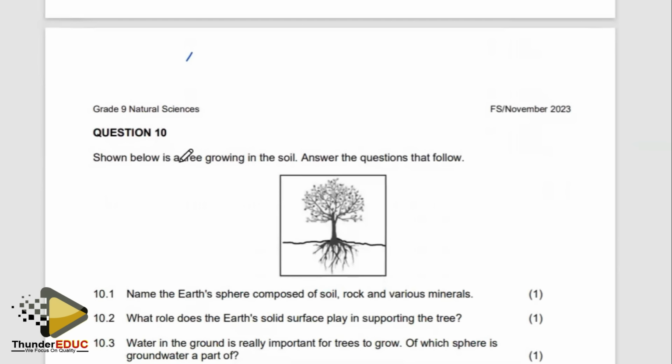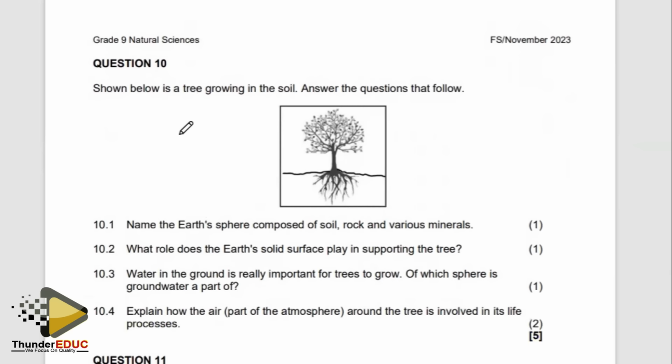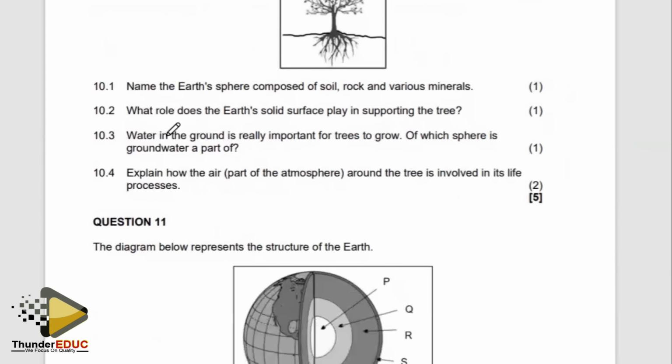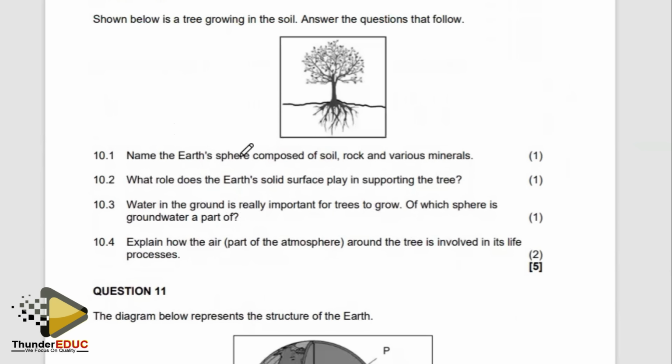Shown below is a tree growing in the soil. Answer the questions that follow. 10.1. Name the earth sphere composed of soil, rock, and various minerals. The moment there is rock, because we also know that the crust has got soil, but the moment you see rocks, various minerals, what are we talking about now? We are talking about the lithosphere. Litho means rock, remember? So where we find soil, rock, and various minerals, we are talking about the lithosphere. So the answer becomes lithosphere.